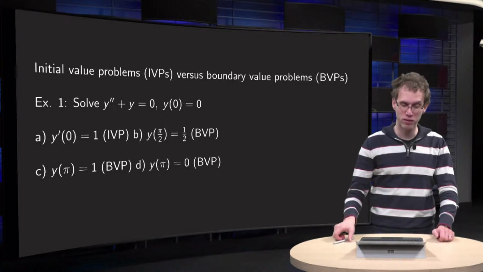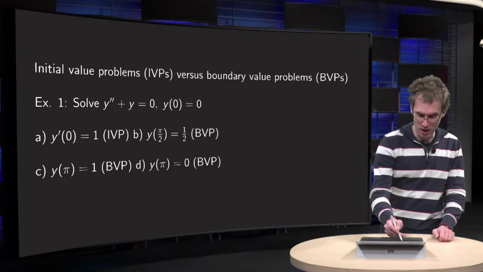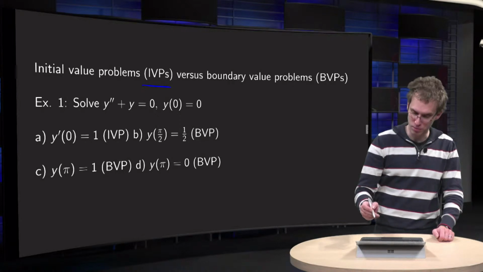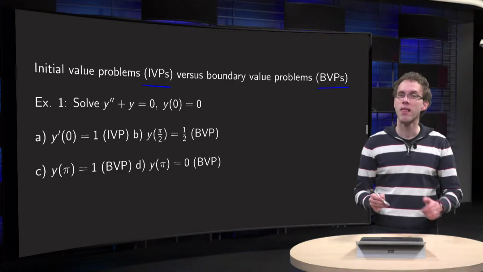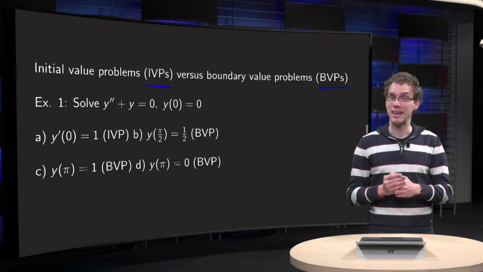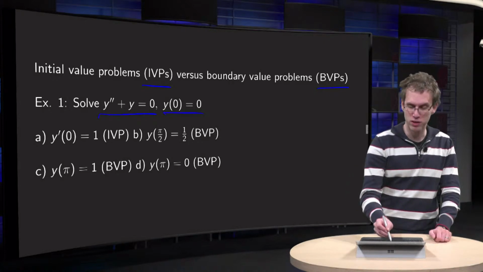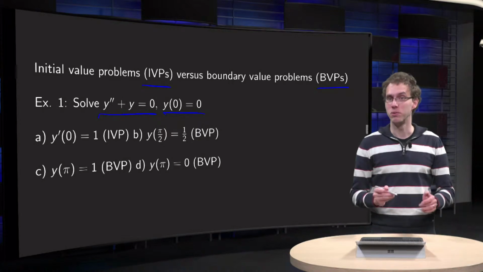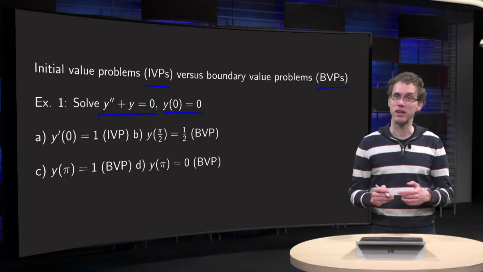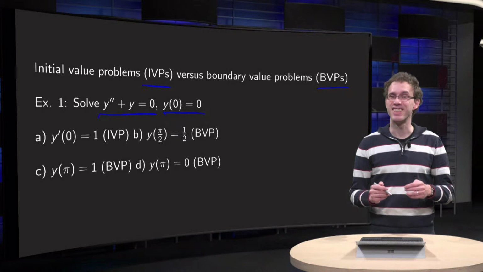About initial value problems, IVP, versus boundary value problems, BVP. And we do that using an example. We have y double prime plus y equals 0, and we set y(0) to 0. And then we do 4 examples in one example by taking 4 different second conditions.